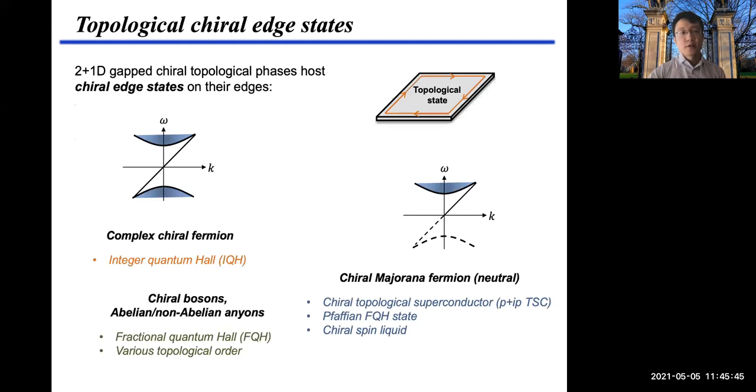I guess I don't need to introduce the chiral edge states much. Basically, 2+1 dimensional gapped chiral topological phases have protected chiral edge states of various kinds. For example, complex chiral fermions occur on the edges of integer quantum Hall effects. Chiral Majorana fermions, which are charge neutral, can occur on the edges of chiral topological superconductors, or various kinds of fermion fractional quantum Hall states, and also chiral spin liquid phases. We also have abelian or non-abelian anyons, associated with chiral bosons or more exotic excitations in various kinds of topological orders, for instance, fractional quantum Hall states.